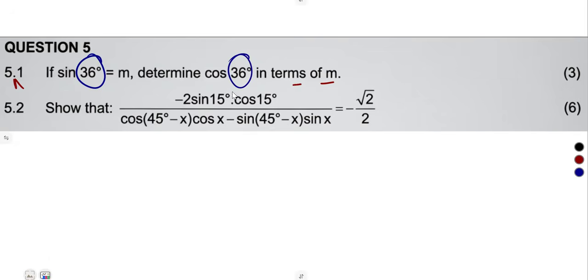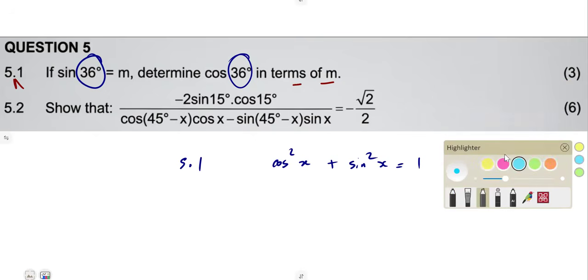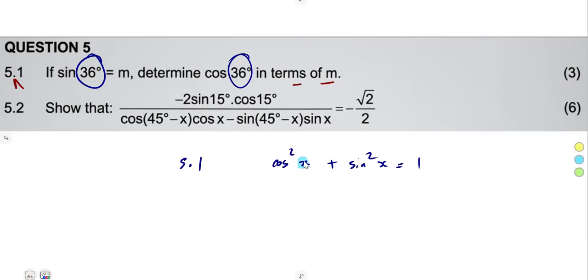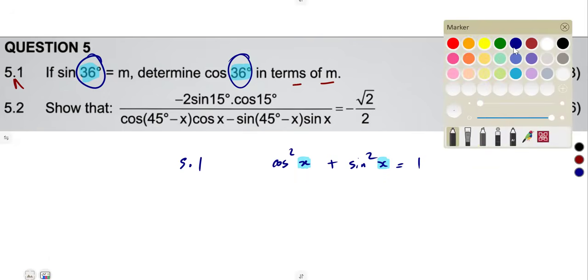Remember your Pythagorean identities, which can be the easiest way for you to answer this question. If you know that cos squared x plus sine squared x is supposed to give you 1, since we are referring to the same angle, there are so many ways that you can use. This angle is 36, and this is also 36, so you can just substitute what you are given.